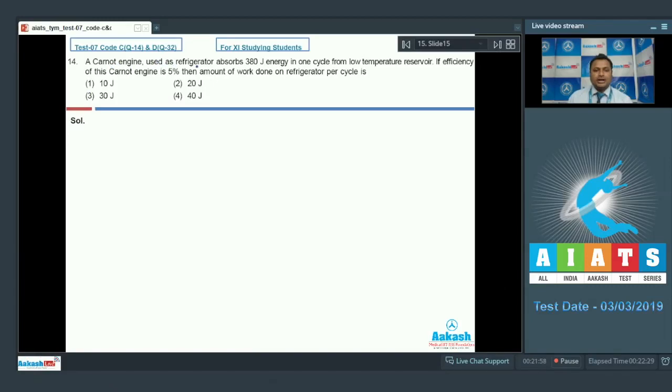A Carnot engine used as a refrigerator absorbs 380 joule energy in one cycle from a low temperature reservoir. If the efficiency of the Carnot engine is given as 5%, then what will be the amount of work done on the refrigerator per cycle? Now here the Carnot engine is used as a refrigerator. Suppose total heat supplied is QH, and out of this QH, W is involved in work done. Then the amount of heat absorbed by the refrigerator will be what? The rest part, suppose it is QL, heat left.